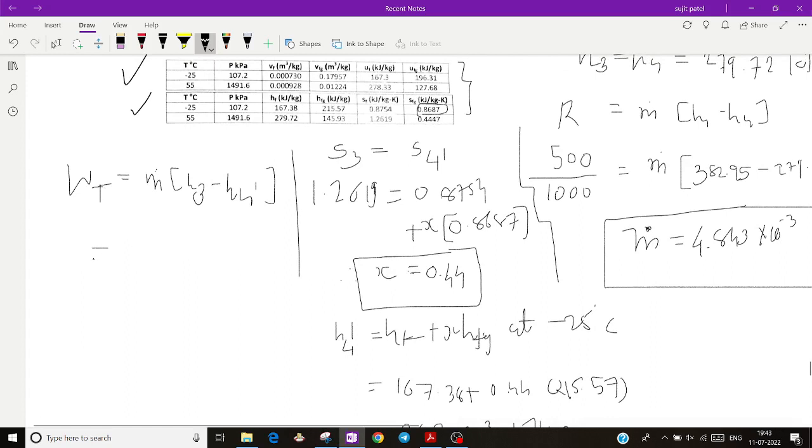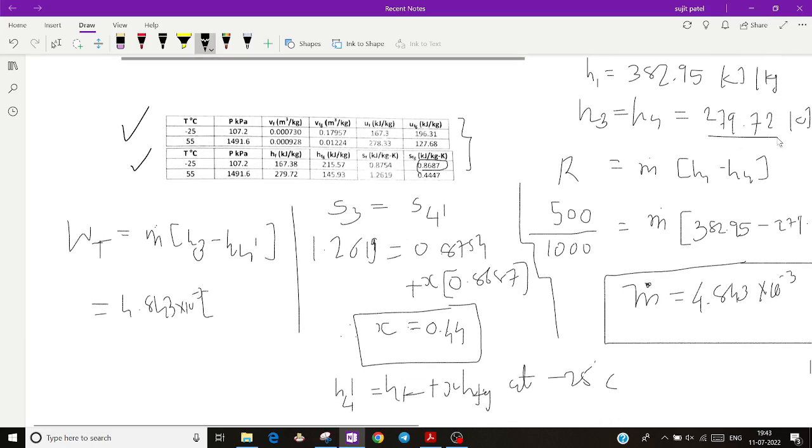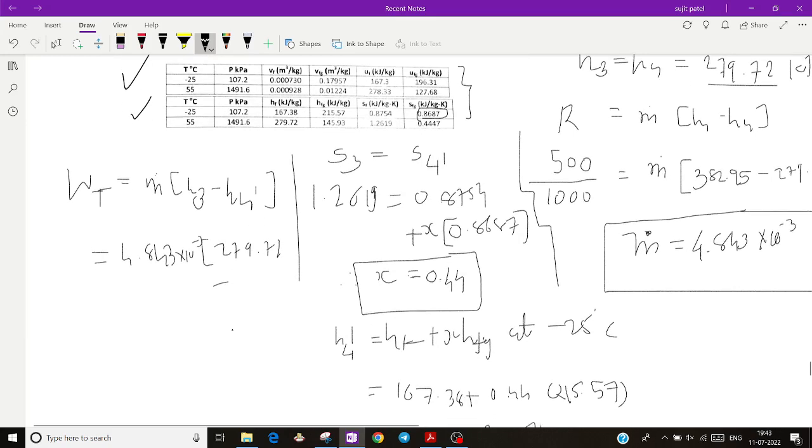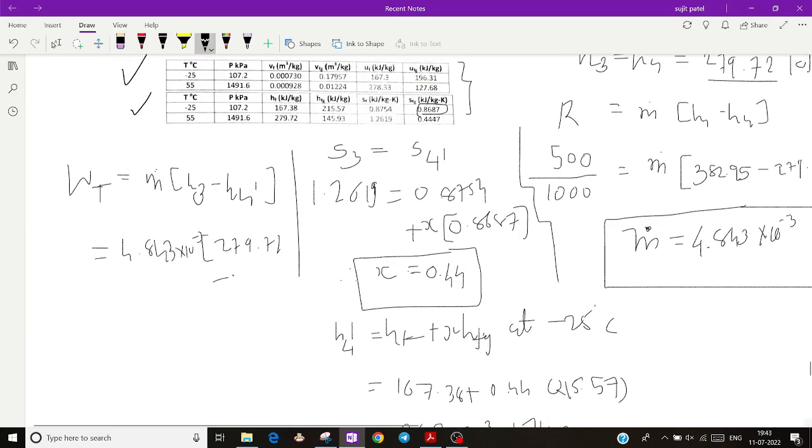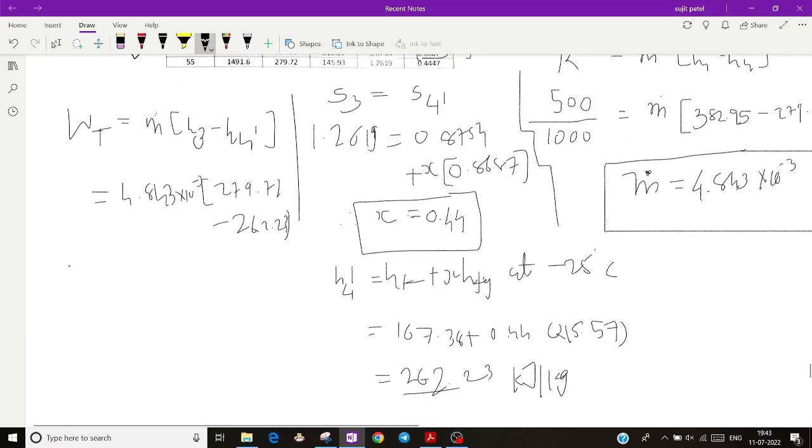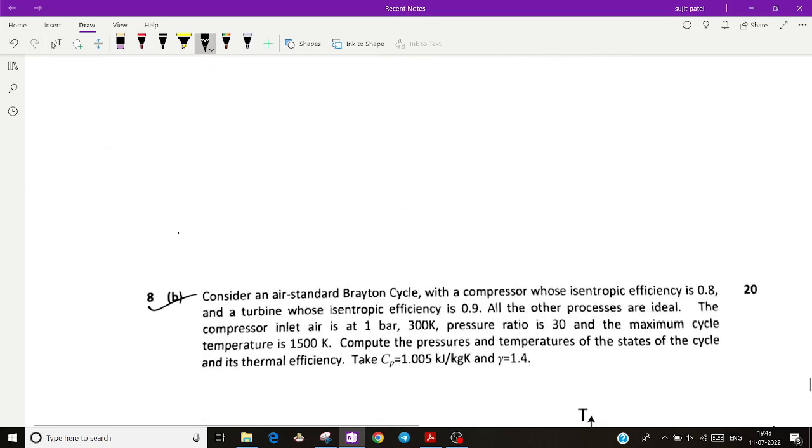Now turbine work. So we have a mass flow rate 4.843 into 10 to the power minus 3 into H3. H3 value we have already found out, 279.72, minus this value that we have found, 262.23. So when you solve this, you will get the turbine work in terms of watt, that is 84.7 watt. That is the turbine work output that you will get.